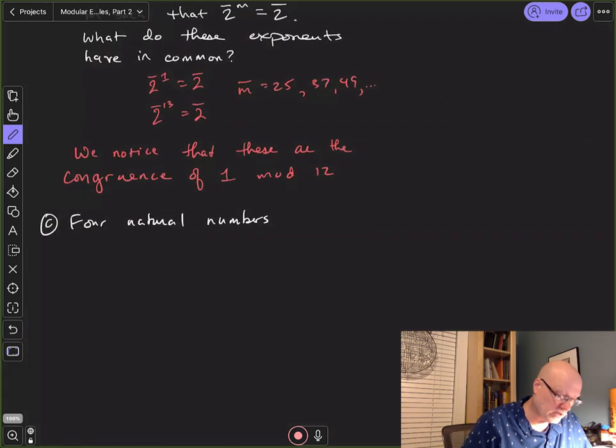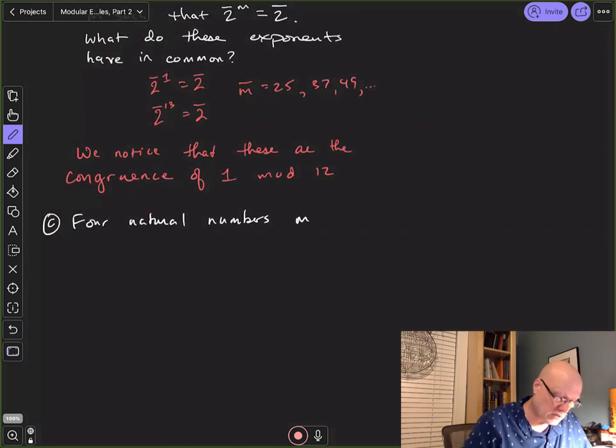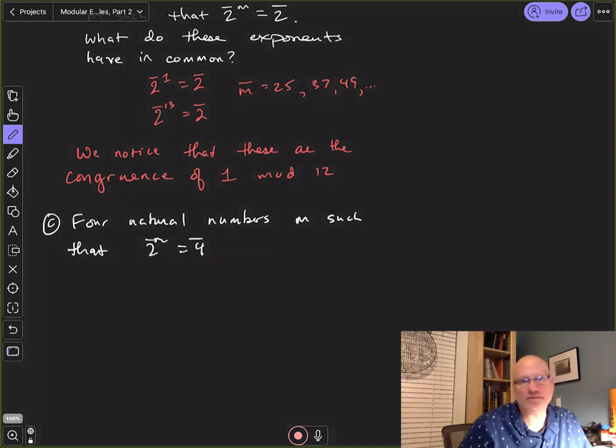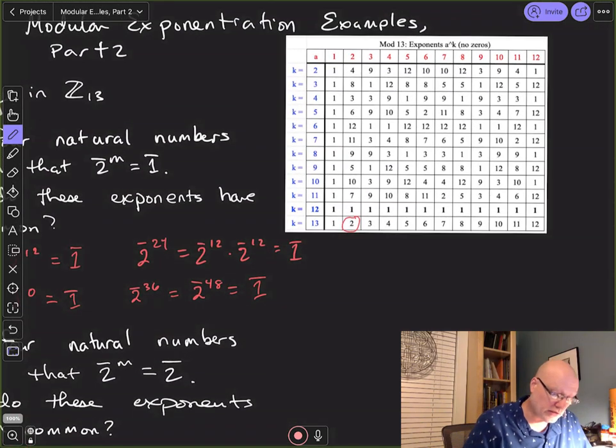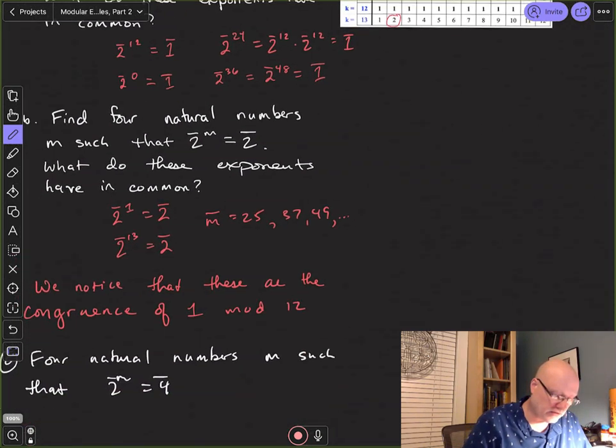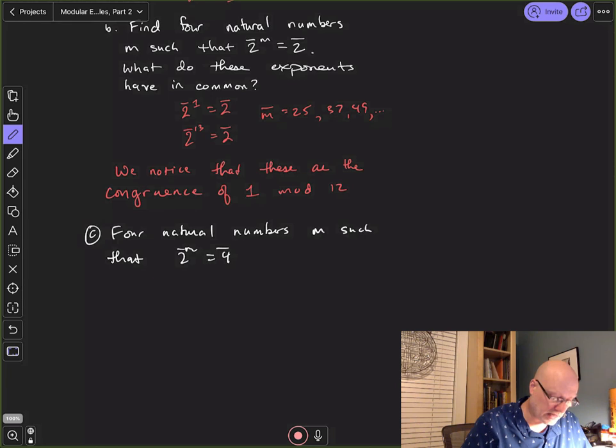Let's see. m such that 2 to the m equals 4. And again, we can see just if we look at our table, clearly the first place that this shows up is right here at 2 squared. And so I'm going to go ahead and claim that m equals 2.